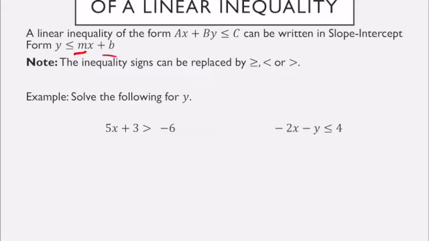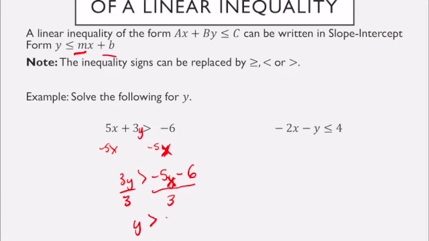So here I have 5x plus 3y is greater than negative 6. So I'm going to go ahead and subtract 5x from both sides. That gives me 3y is greater than negative 5x minus 6. And I'm going to go ahead and divide both sides by 3. So I get y is greater than negative 5/3 x. Negative 6 divided by 3 is a negative 2.